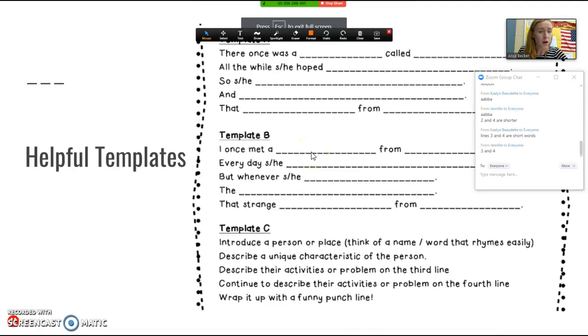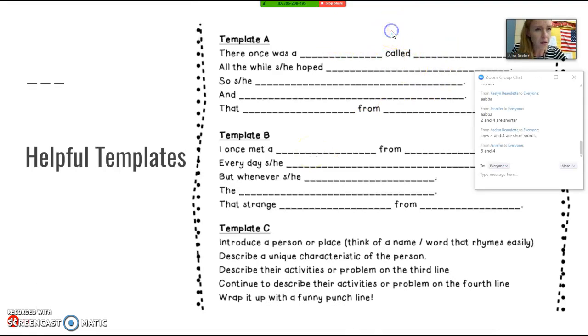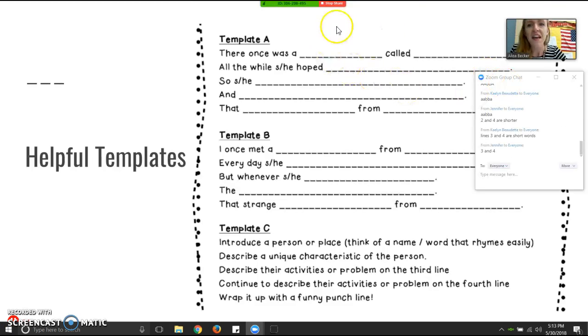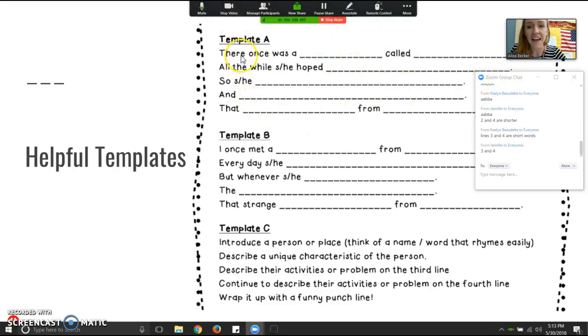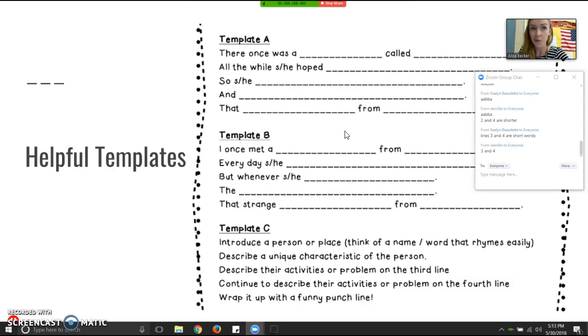Before we go into writing our own limericks, here are some examples of different formatting you can use when writing your own limerick. If you noticed in template A, it starts with there once was a blank called blank. That's because a lot of poems often start with there once was a man from Peru. It's introducing the character or whatever is being talked about in the poem. I'm going to put it back up on the screen in a second when you go to write your own. And again, you don't have to feel pressure to use these templates, but if you choose to, they will be up there.